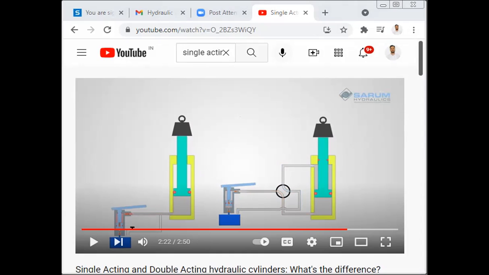Please look at the screen. See what is the difference between single acting and double acting cylinder. Okay, double acting we have not started yet, but just concentrate on the single acting cylinder.